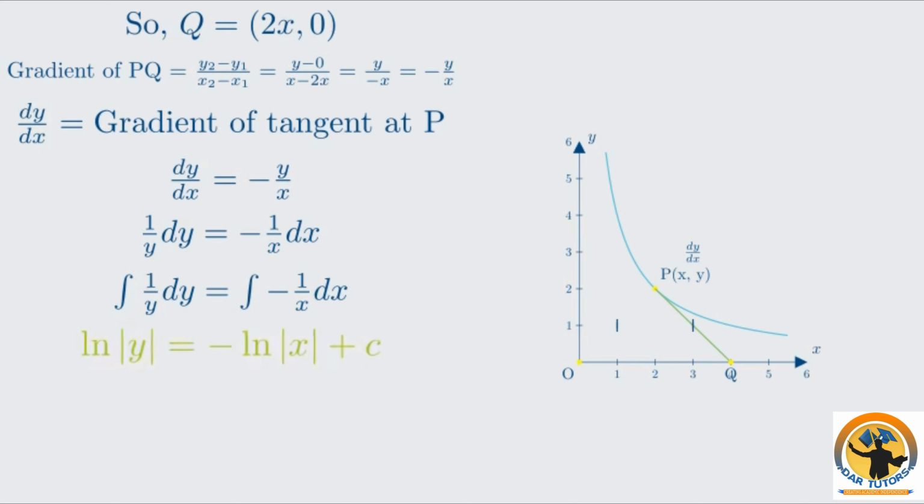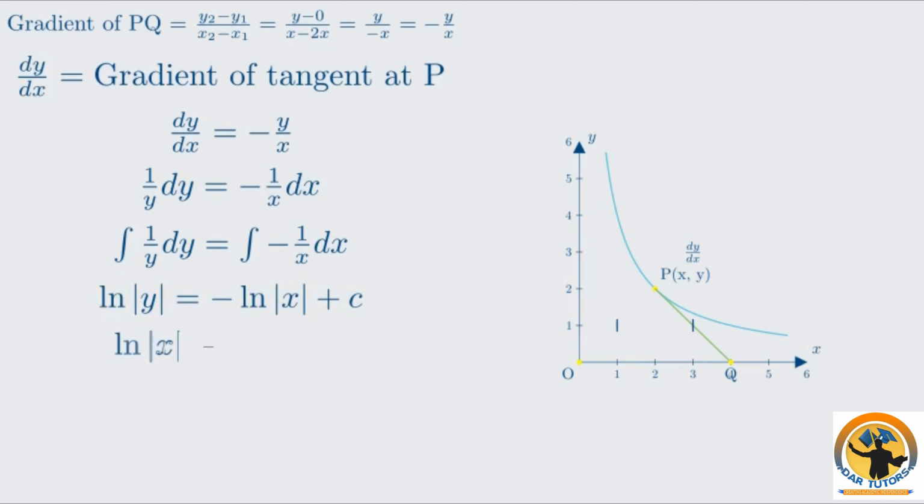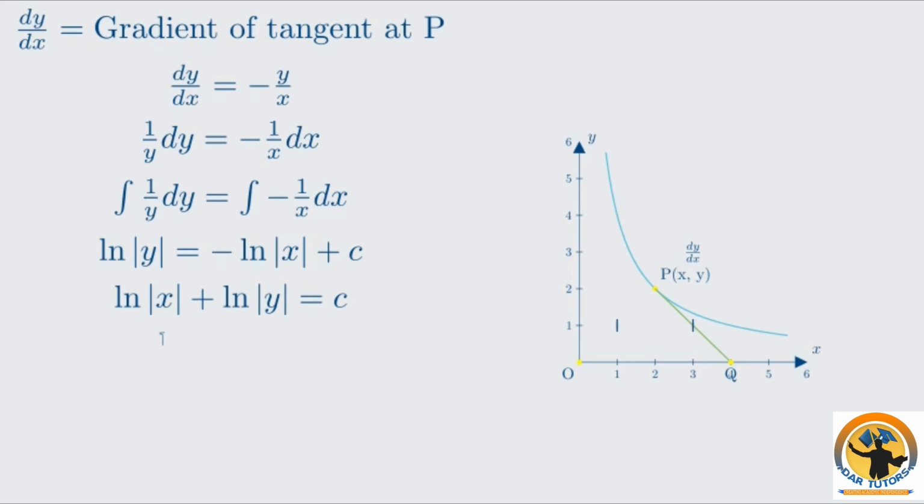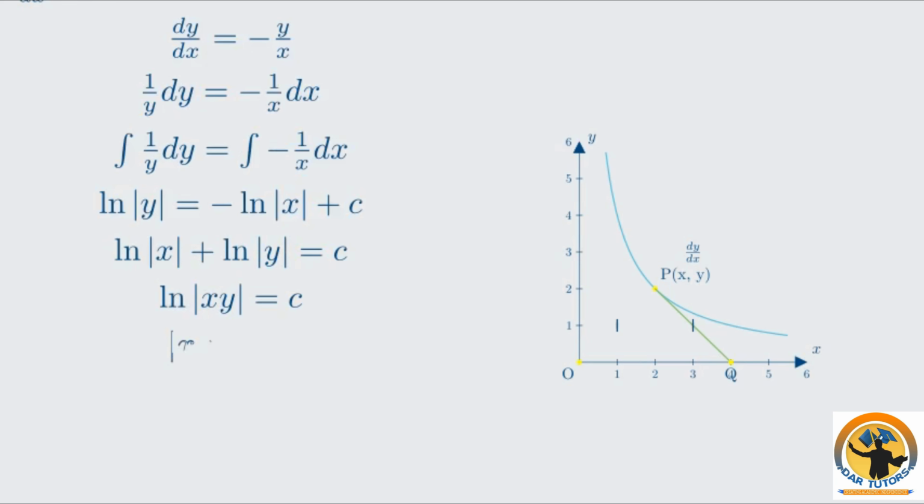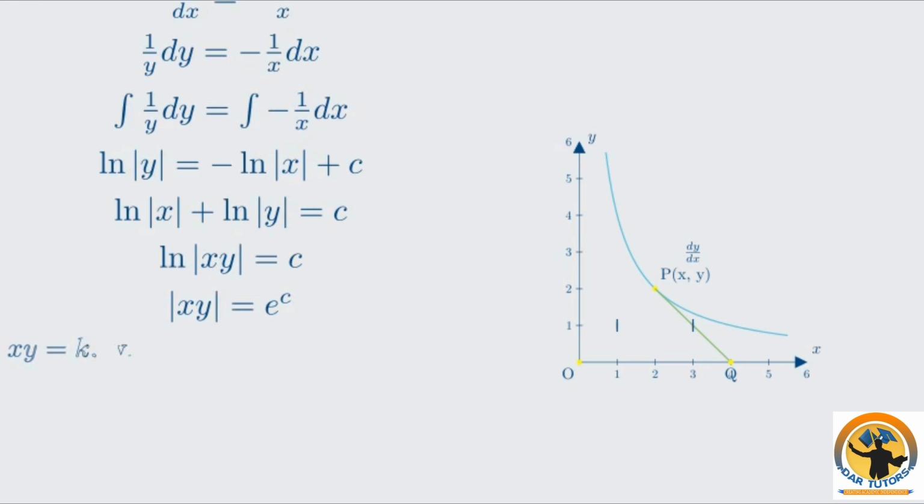We can simplify this expression using logarithm properties. Adding ln x to both sides gives ln x plus ln y equals c. Using the product rule for logarithms, this becomes ln(xy) equals c. To eliminate the logarithm, we exponentiate both sides. This gives us the absolute value of xy equals e to the power of c. Since e to the power of c is just another constant, we can call it k, so we have xy equals k.